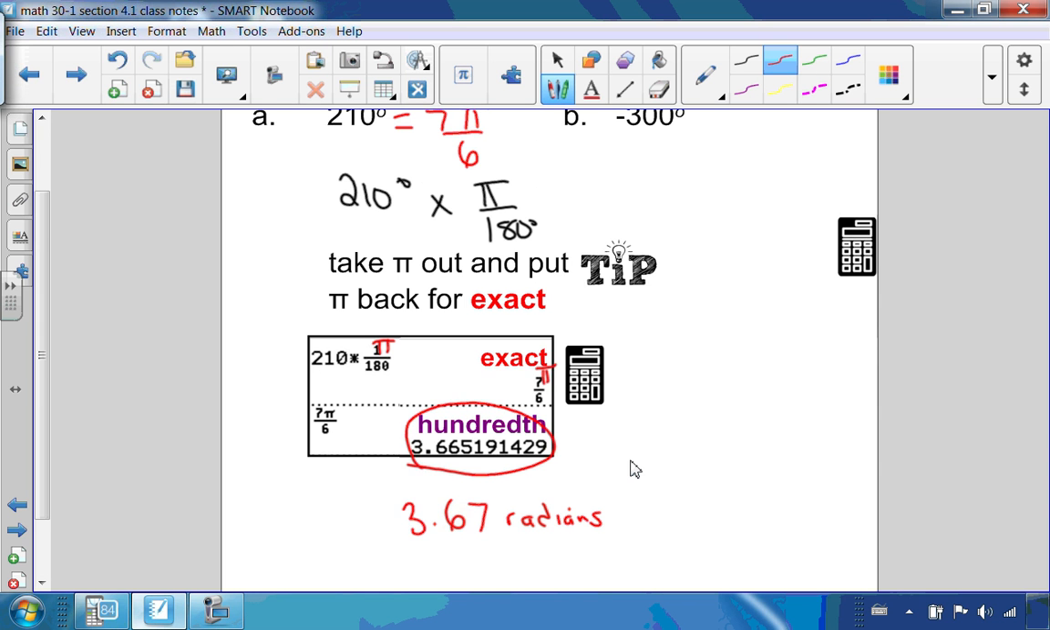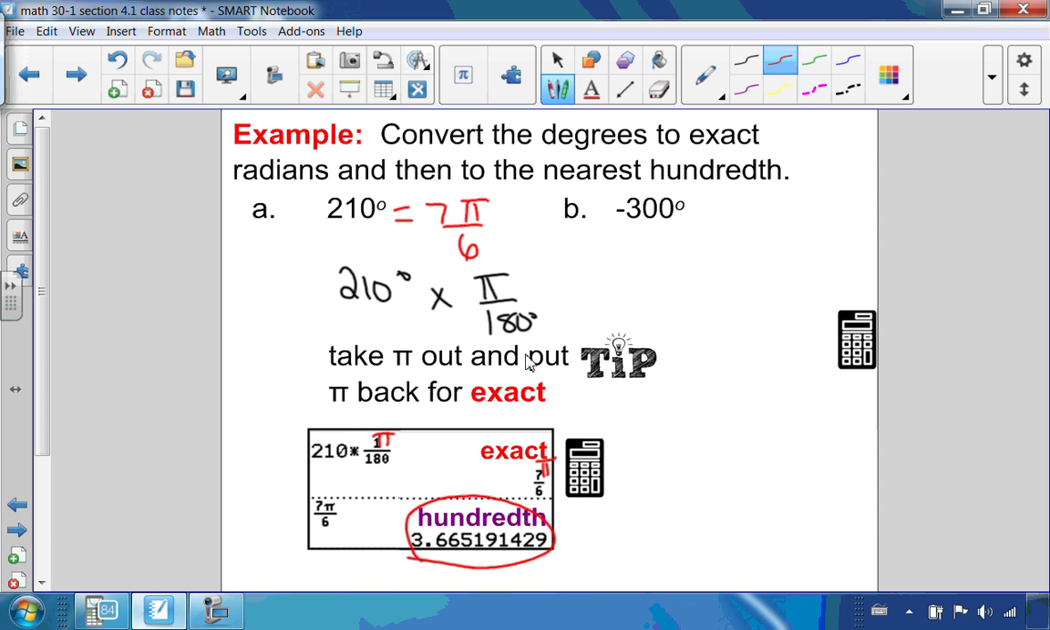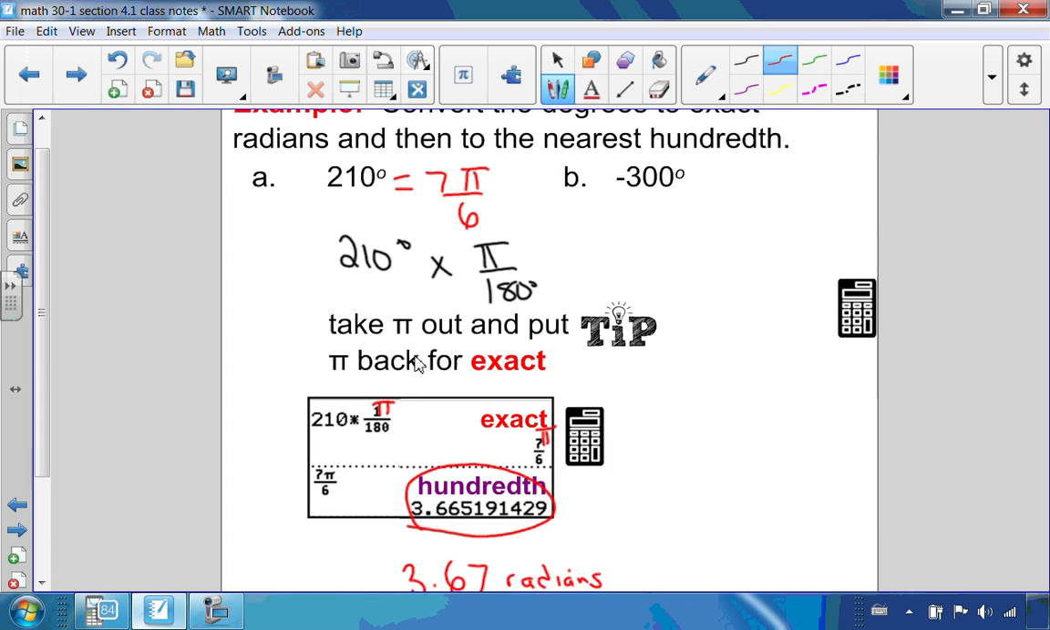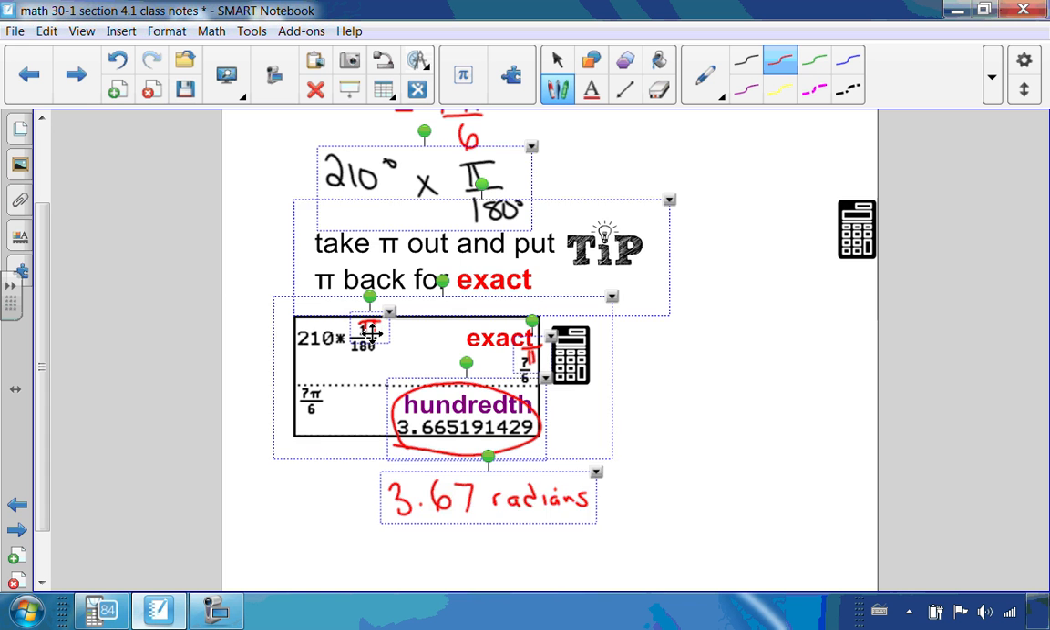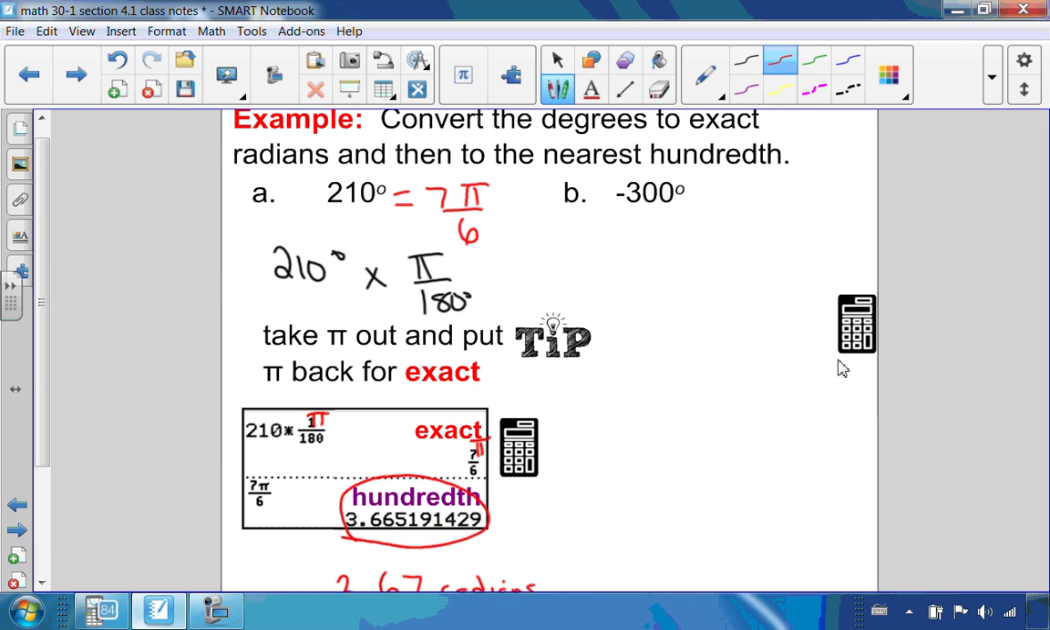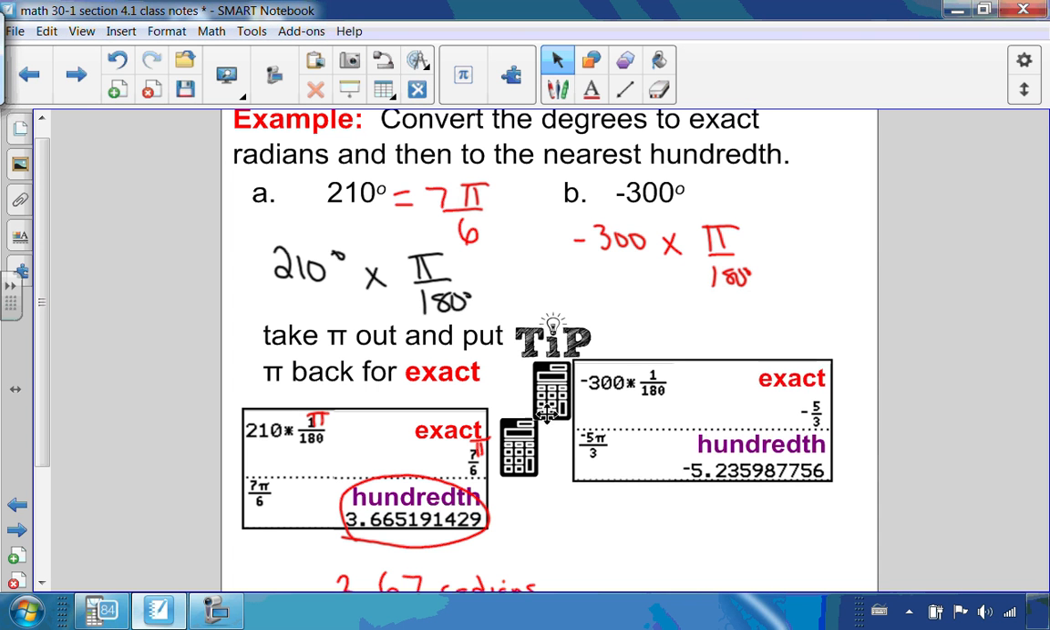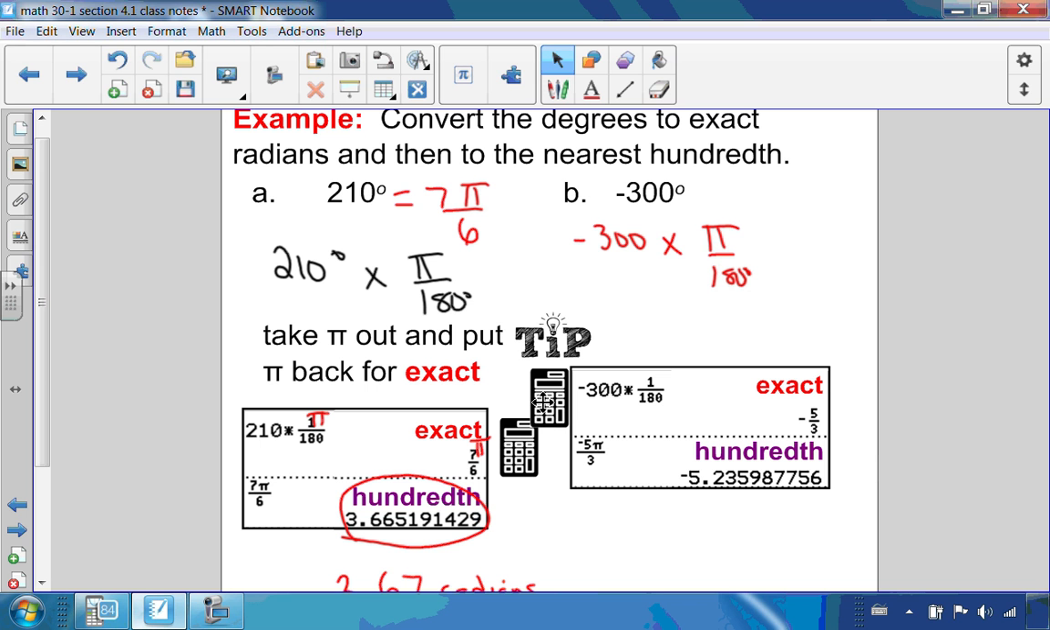Okay, let's practice that with the other one. Negative 300 degrees. I'm going to follow this tip: take pi out and put pi back just to come up with my exact value. So negative 300 multiplied by my multiplication factor to go from degrees to radians. To radians means pi goes on top. So I'm going to take pi out and put pi back. Taking pi out and putting it back, I'm going to end up with negative 5 pi over 3. That's the exact value. And then to the nearest hundredth, it would be negative 5.24.